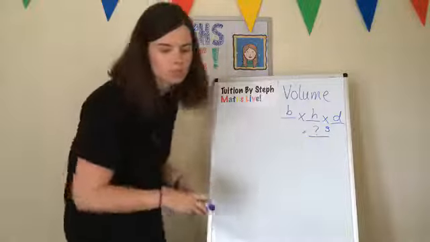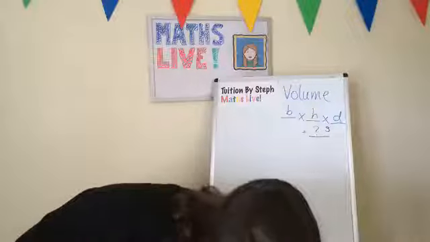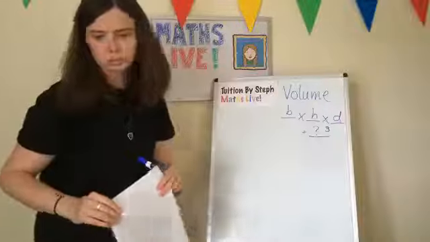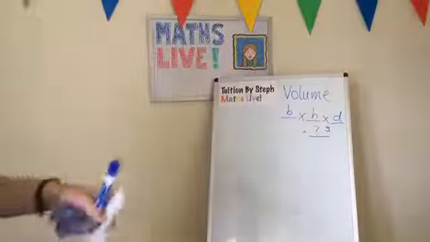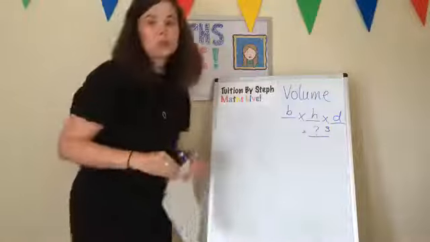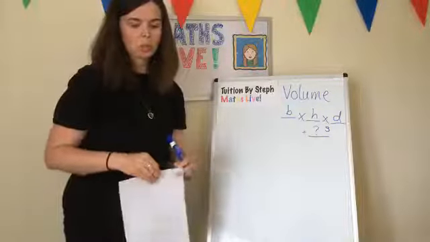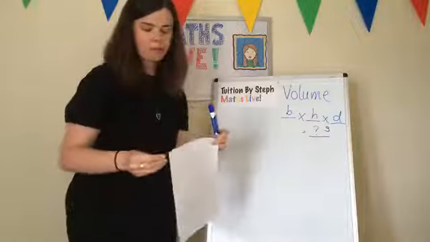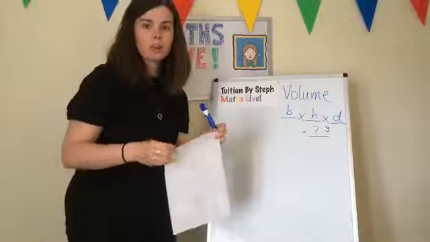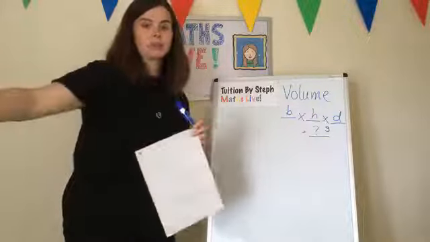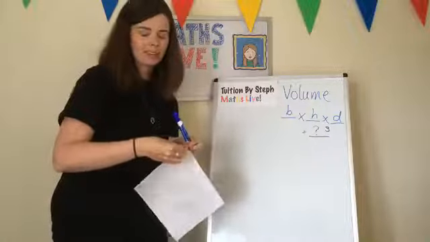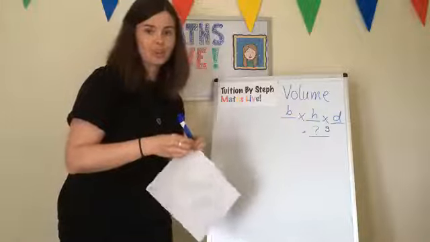So let's go through the 3 challenge questions. So we've already gone through question one. Question one was, how is volume different from area and perimeter? Volume is different from area and perimeter because volume extends backwards. It's not just a flat shape, which is 2D, it's 3D. So area is 2D, volume is 3D.